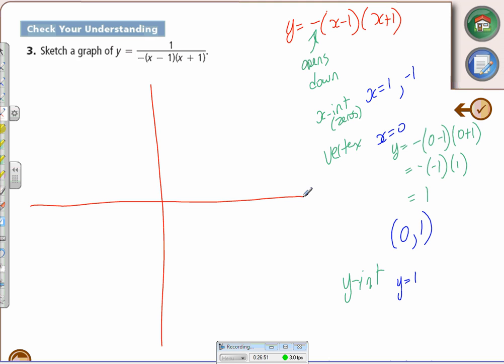Let's plot that up. Vertex, start there. (0, 1). Right here. X-intercepts of 1 and -1. Right there. Y-intercept, we already have. We know that it opens down. Yeah, that makes sense because it's the only way to connect these points. There's our original function.